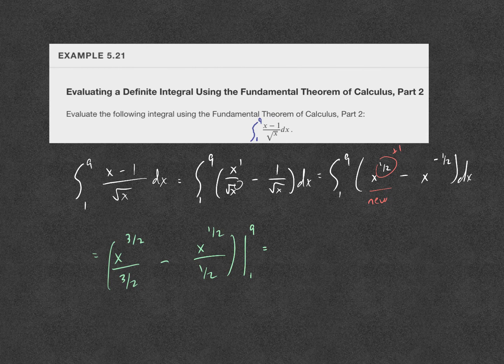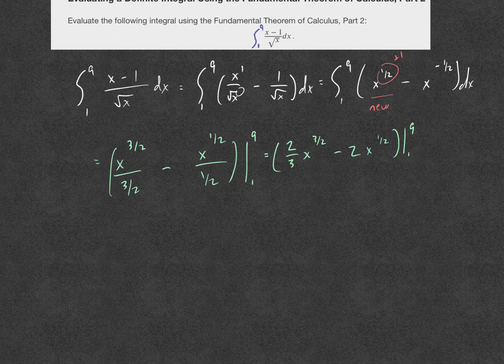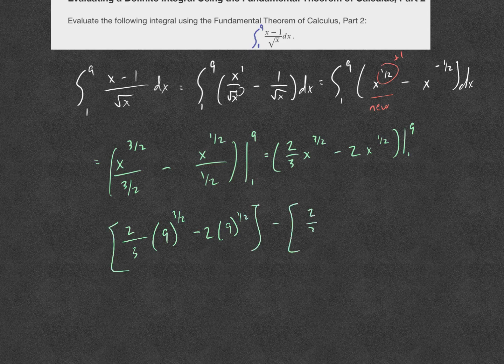Before I substitute in, I want to simplify because I have complex fractions, superfractions. The denominators flip up, 2/3 x to the 3/2 minus 2x to the 1/2. And now we are good to go with plugging in our bounds. All right, always, always, always, top bound minus bottom bound. 2/3 times 9 to the 3/2 minus 2 times 9 to the 1/2. That's my top bound. Minus the bottom bound, 2/3 1 to the 3/2 minus 2 times 1 to the 1/2.